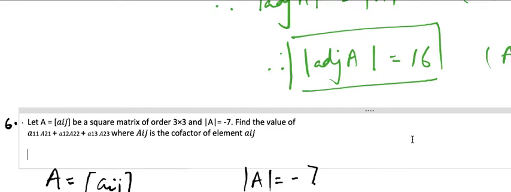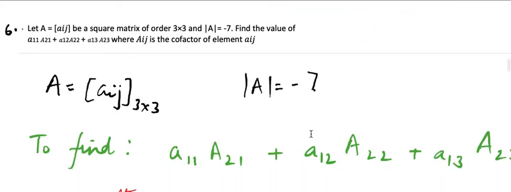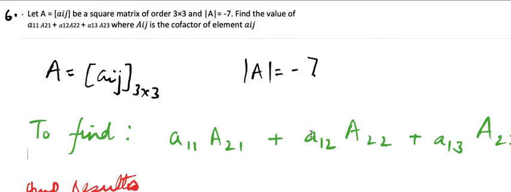Now, again, we have important results related to this. Had it been A11, A11, A12, A12, A13, A13, with the same cofactors, then we would have obtained the value of the determinant, right? But here the cofactors have been changed, they are the cofactors of the second row.